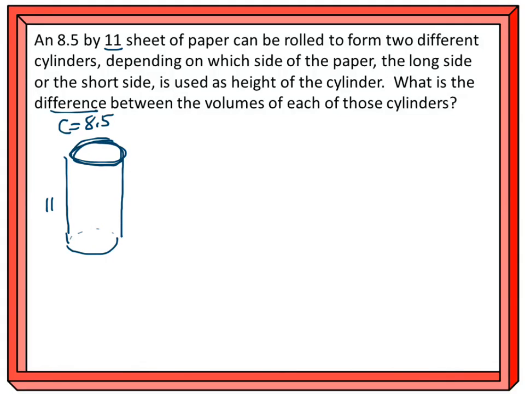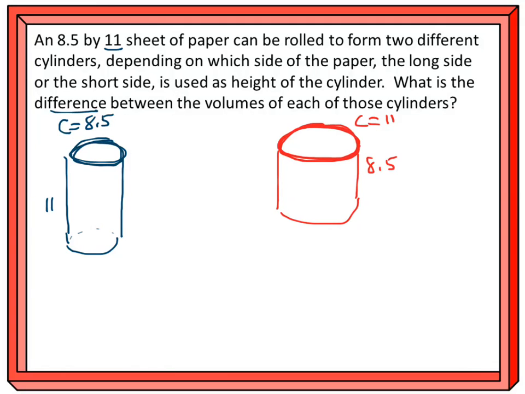Okay, so here is the other one then. The other one is going to be fatter and slightly shorter because its height is 8.5 and this 11 is the distance around the base. It's the distance around the base just like the other one was 8.5, because that's the other dimension of the paper and it's going around the circle to make that circular base. So its circumference is 11.